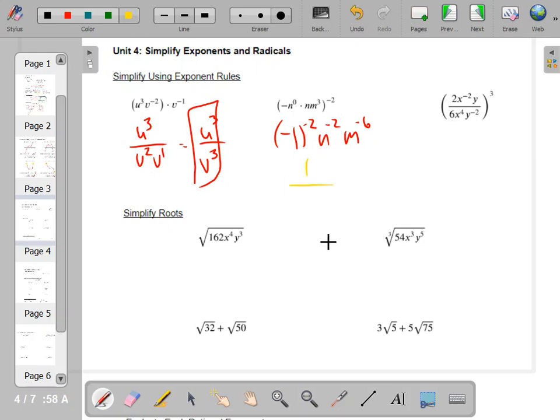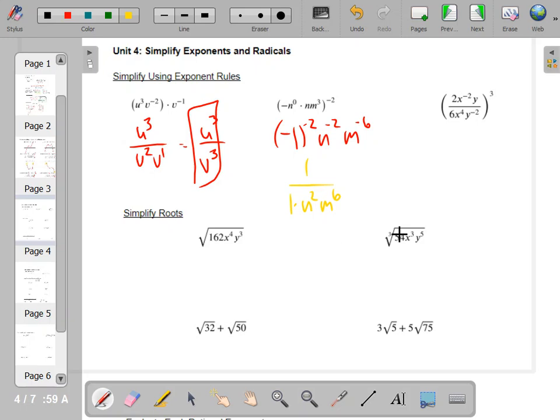So now it's 1 over, but now this is actually really tricky because negative times a negative, when it gets squared, is going to be a +1. And then this will be n squared, and this will be m to the 6th. It's actually +1 in the denominator.